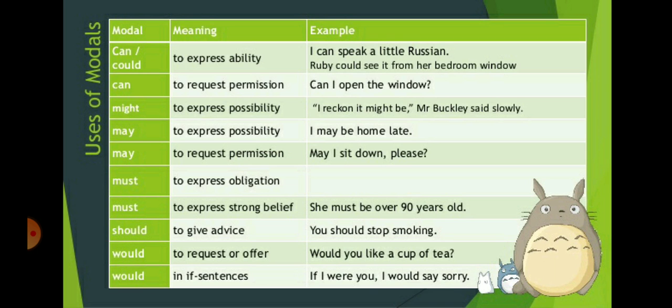May is used for all persons in the present and future tense. May is used to express possibility. For example, I may be home late. May is used to request or permission. For example, may I sit down please? Now you can see another example. You may go home now.